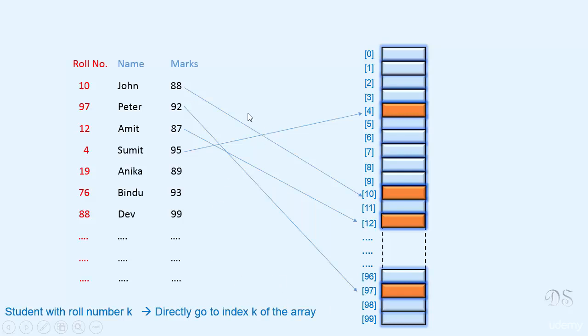For example, if we have to access record of a student with roll number 12, we can just go to index 12 of this array and access the record. So by using this method, we can access any record in constant time, and there are no key comparisons. This method is known as direct addressing, and this array is called direct address table or direct access table.